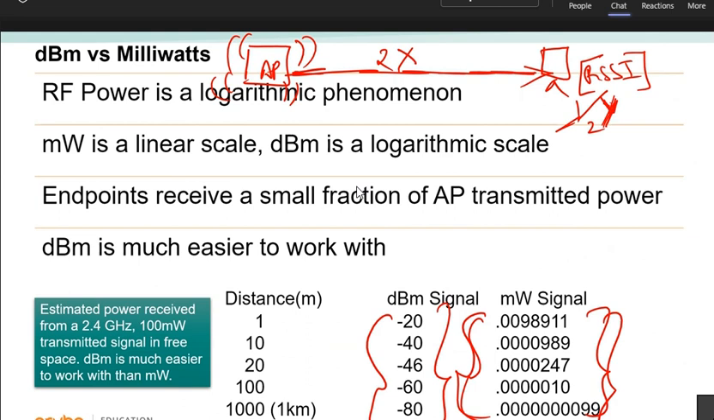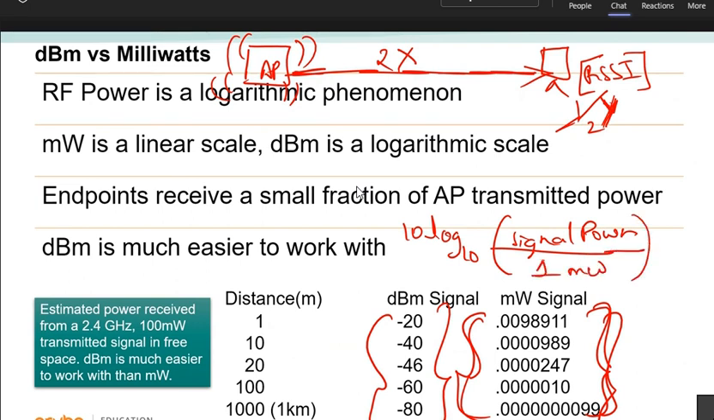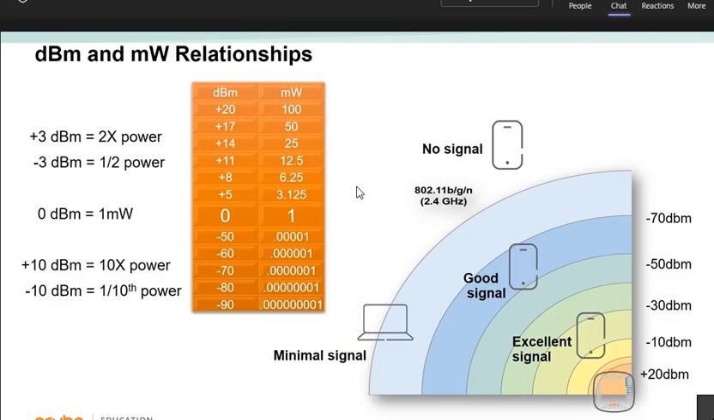Logarithmic scales are much easier to understand, much easier to work with, much easier to communicate. So we do not use linear scale, we use decibel relative to milliwatt scale, which is your logarithmic scale. However, if you're really good at maths and you want to convert your dBm value to your milliwatt scale, then this is the formula: 10 log10 of signal power by 1 milliwatt. You won't be needing it, however.